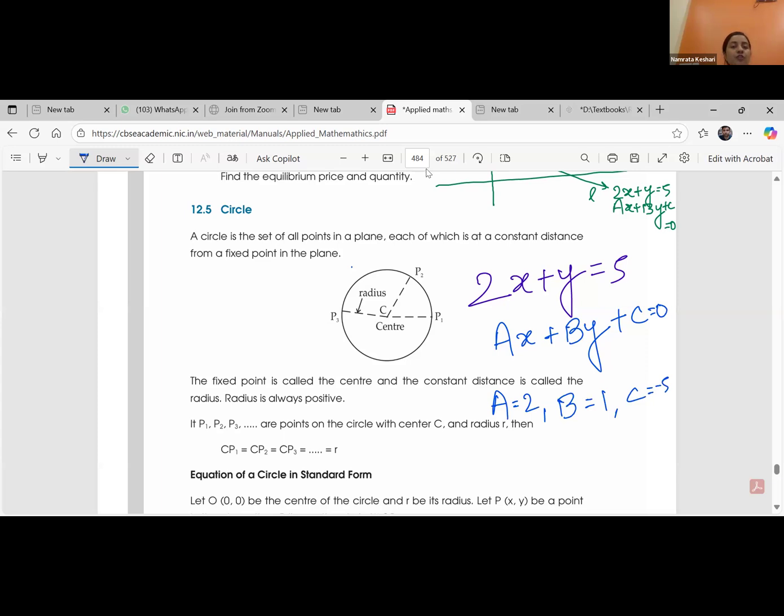Is it making sense to all of you? From the equation of the line, we are getting A, B, C. The coefficient of x is A, the coefficient of y is B, and the constant term is C. Is it making sense?